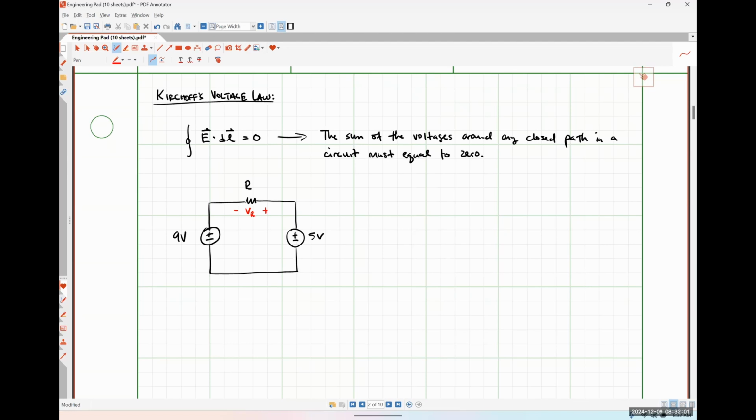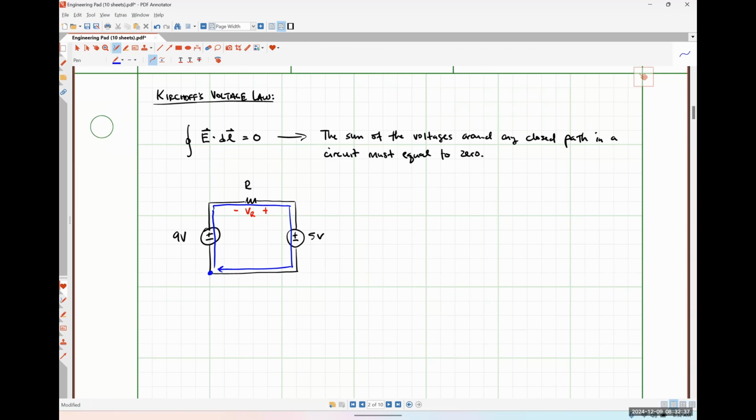So generally speaking, how I like to write my KVL equations is I tend to start in the bottom left-hand corner, and then I follow a clockwise path around my circuit, okay? So I might start right here, go up across the 9-volt source, to the right across my resistor, down across my 5-volt source, and then to the left across that short circuit.